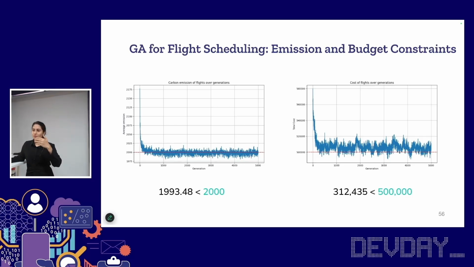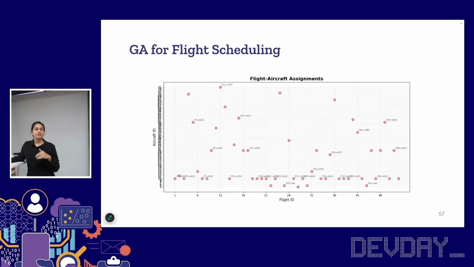So when we maximize the fitness, it is not just that we are maximizing the profit, but we are also making sure that the carbon emission stays within the limit. As you can see, it is 1993.48, which is less than 2000, and 2000 is the set cap limit for this problem. And the budget is 500,000, and our optimizer is able to find an optimum solution which only costs 312k rupees, dollars, whatever it is. Okay, so the constraints are met, and we got a best fitness function. And this is the assignment.